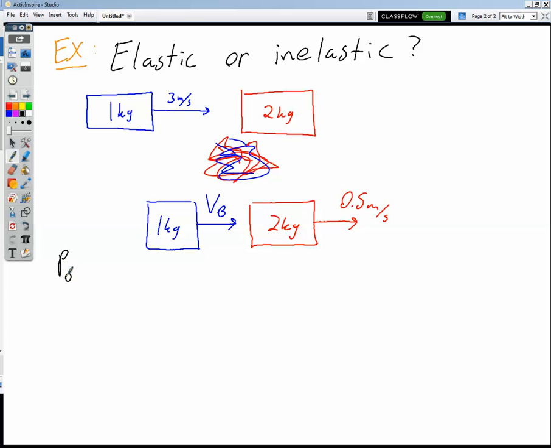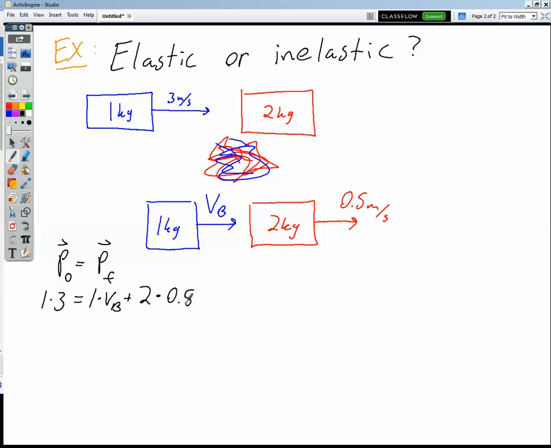We know that the initial momentum of the system has to equal the final momentum of the system. Initially, before the collision, the only thing that has momentum is the blue cart. So we've got 1 times 3 is our initial momentum. That's going to equal the final momentum of the system. So both of these carts are moving, we assume. Perhaps the blue cart isn't. We'll see after the collision. So the momentum of the blue cart is going to be 1 times whatever VB is, plus, and it is a plus sign because the red cart is moving to the right, positive momentum, positive velocity, 2 times 0.5.